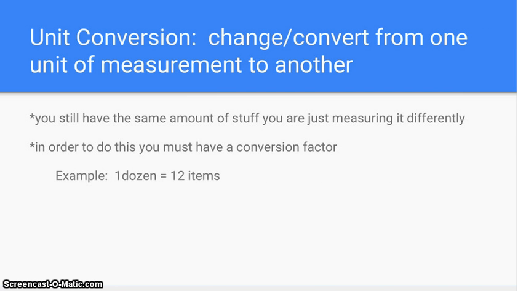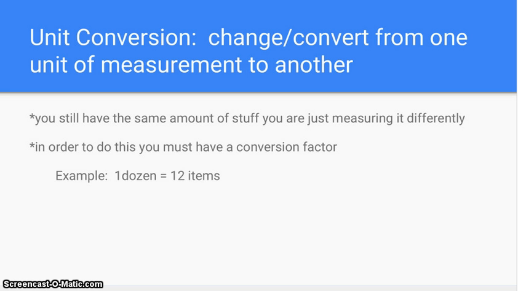Most of the math in chemistry, we're going to be changing units from one thing to a more functional or useful unit. So all we're doing is just keeping the same amount, but putting it into a measurement that is actually better for us in terms of our calculations. You still have the same amount of stuff, we're just measuring it a little bit differently. And in order to do this, you need to know a conversion factor.